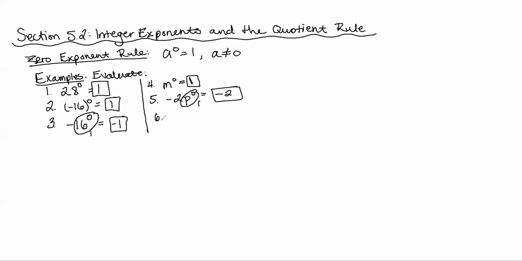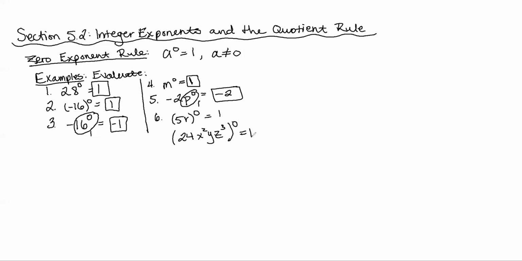Number 6, 5r in parentheses raised to the 0. Couple ways to think about this one. The fastest way to do this one is just realizing we have some term being raised to the 0 power, and we get 1. Even if we had, let's say, 24x squared yz cubed, all of this raised to the 0 power is still going to be 1.